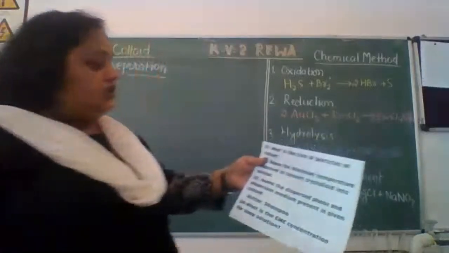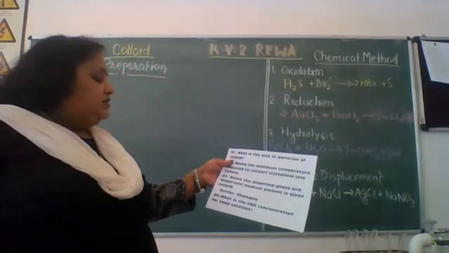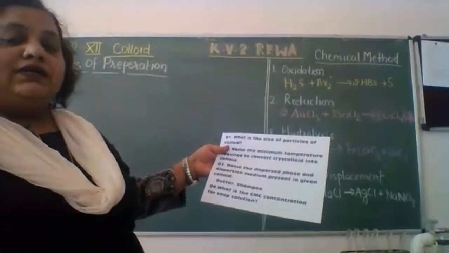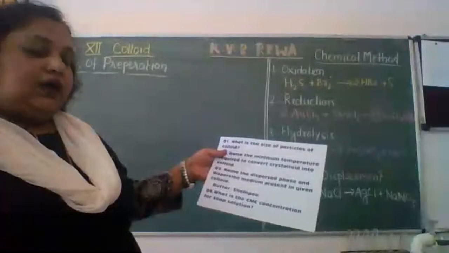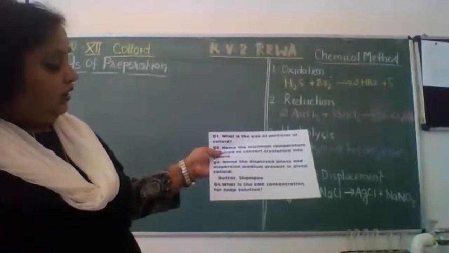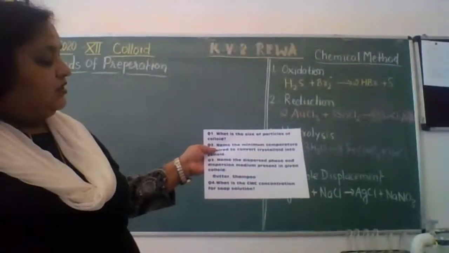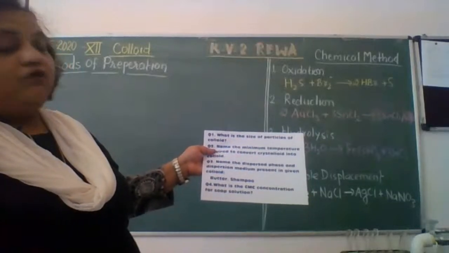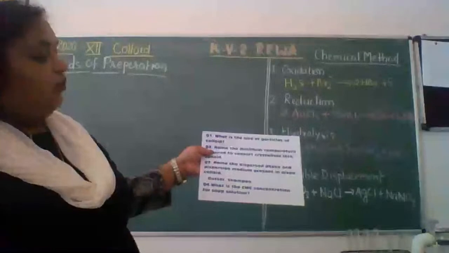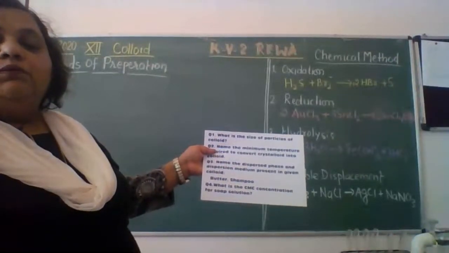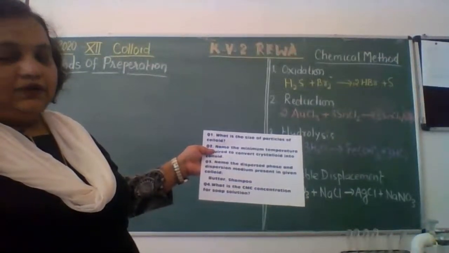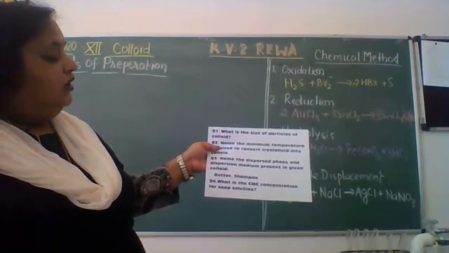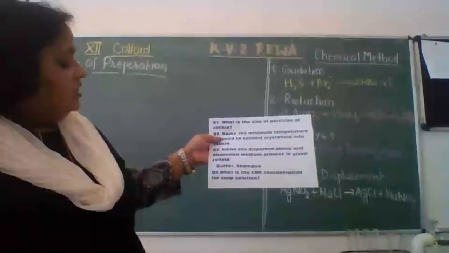The third question, name the dispersed phase and the dispersion medium present in the butter. Butter is an example of gel. The medium is solid and the dispersed phase is liquid. Shampoo is an example of emulsion. Liquid in liquid, two immiscible liquids, they form together the emulsion.